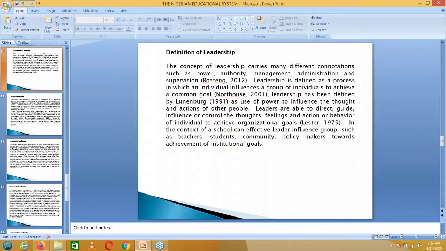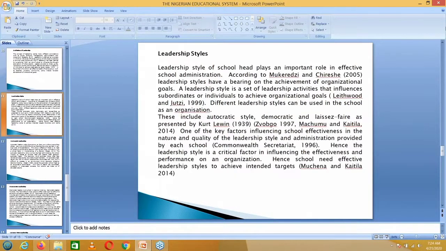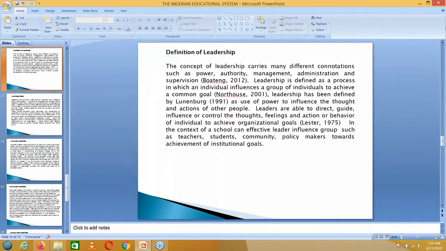A goal must be stated before setting up an institution. In the process of setting up an institution, they will write their institutional goals, their objectives, what they want to achieve. You understand? So a leader is there to achieve all these goals. Now let's look at the leadership style. The leadership style of a school head plays an important role in effective school administration. Now, let me go back to leadership.